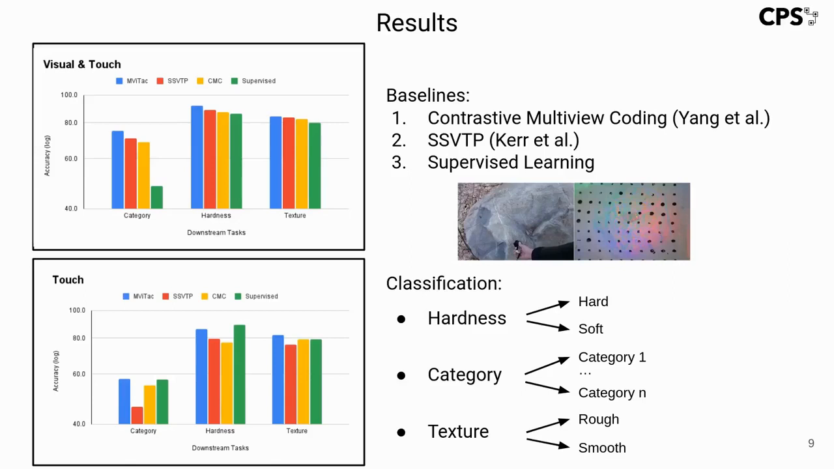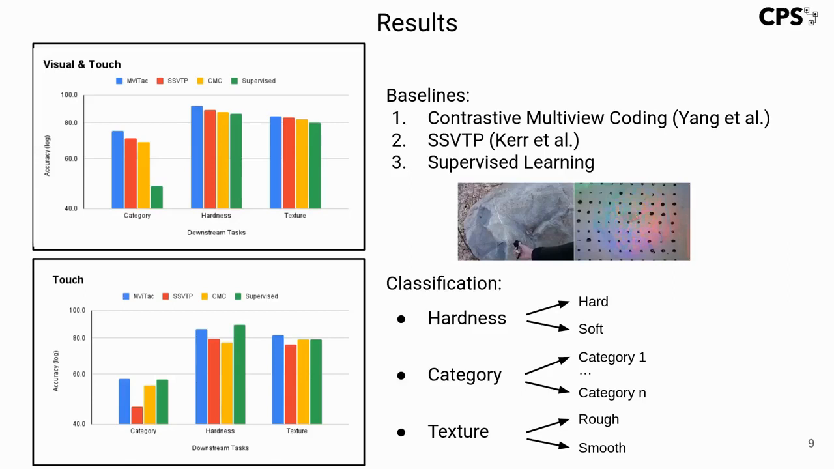The Touch and Go dataset is categorized into 3 main aspects: hardness, category, and texture. Hardness is the object's firmness or softness. Category classifies objects into various types such as raw materials, wood, steel, etc. Texture differentiates objects based on their surface feel, like rough or smooth.